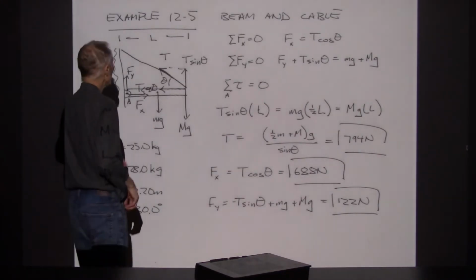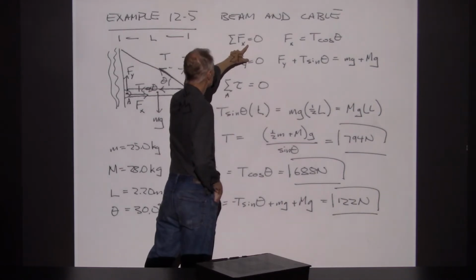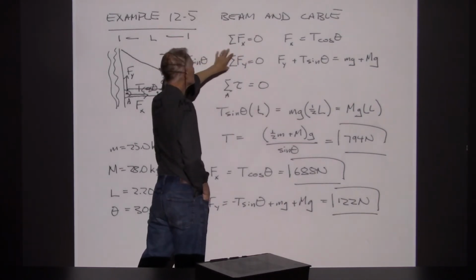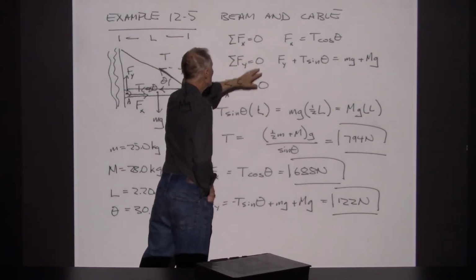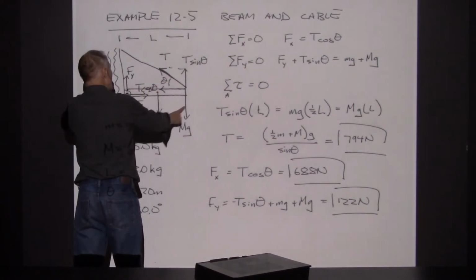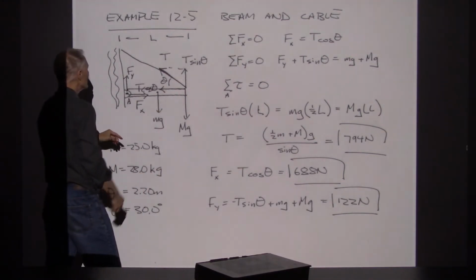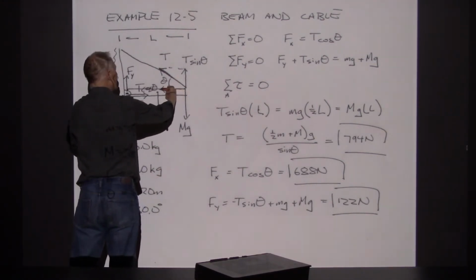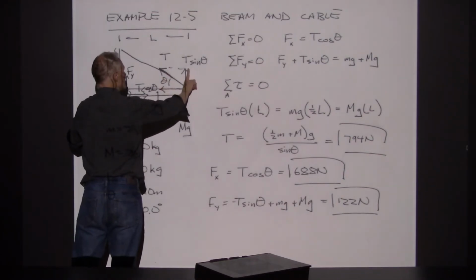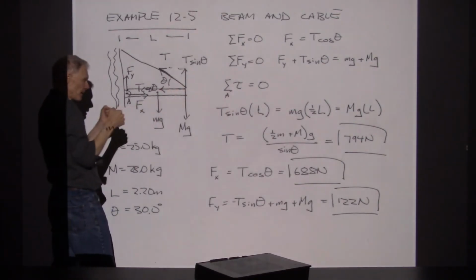So first of all, let's write down those force formulas. All the forces in the x direction, they need to add up to be 0. All the forces in the y direction, they need to add up to be 0. In the x direction, the only forces acting on the beam are T cosine theta. So here's the tension. Here is T sine theta. Here is T cosine theta. So T cosine theta is pulling the beam inward.